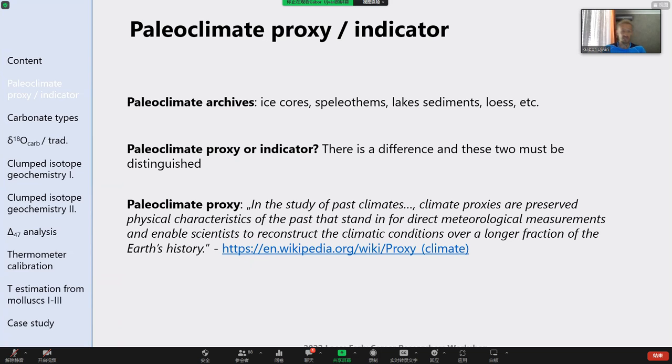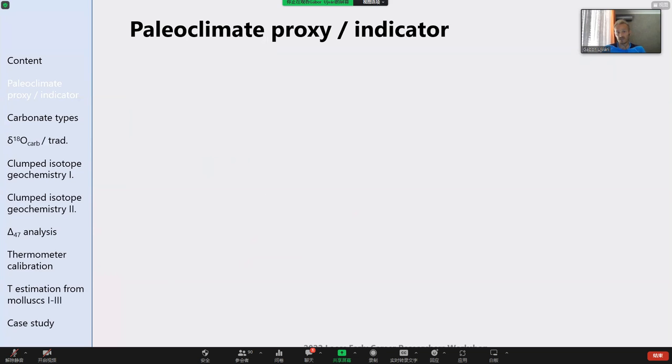Paleoclimate proxies are preserved physical or chemical characteristics of the past, actually in the case of Loess, the sediment itself, that stand in for direct meteorological measurements and enable scientists to reconstruct the climatic conditions over a longer fraction of the Earth history. So that's the definition. And it is quite clear that we actually need some kind of transfer functions to calculate quantitatively the different meteorological parameters from the physical and chemical characteristics of sediments or ice or any other paleoclimate archives. These meteorological parameters include, of course, the temperature, the rainfall, wind speed or wind directions, and so on.